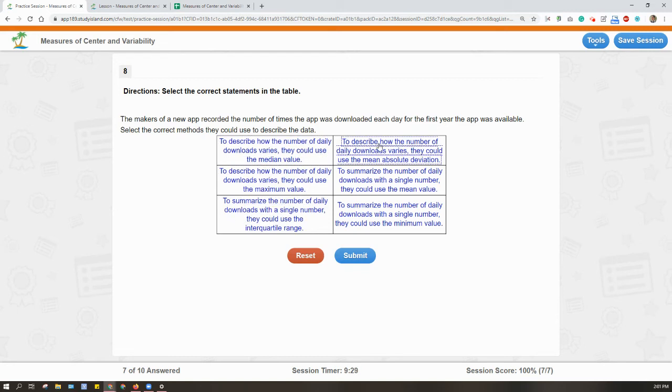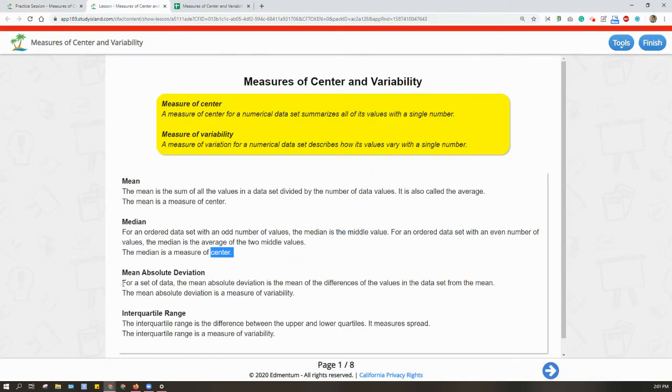How about the right side? To describe how the number of daily downloads varies, they could use the mean absolute deviation. Yes, the mean absolute deviation is a measure of variability. It shows how data varies.